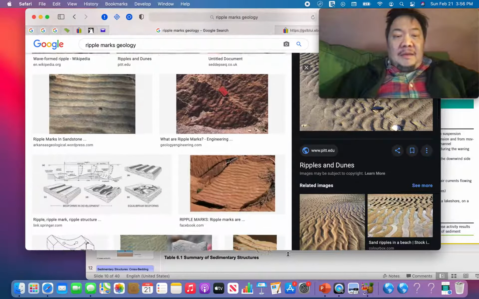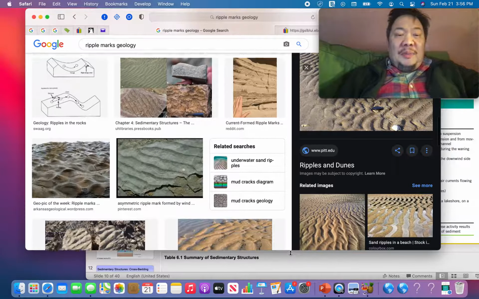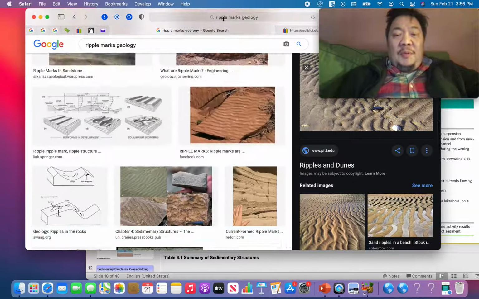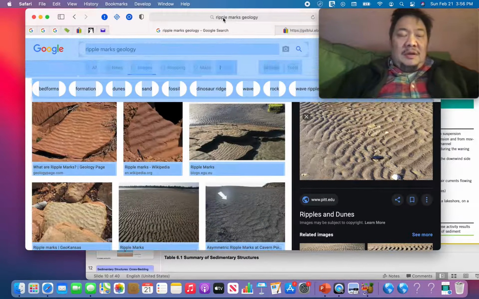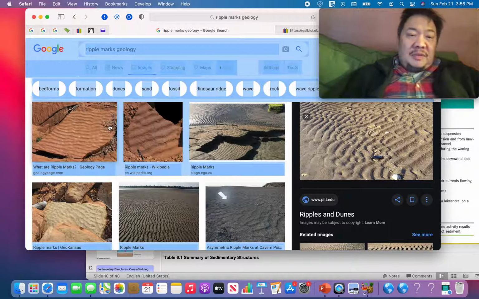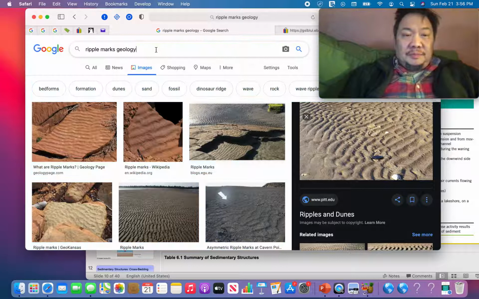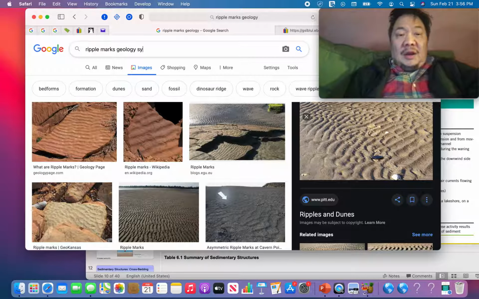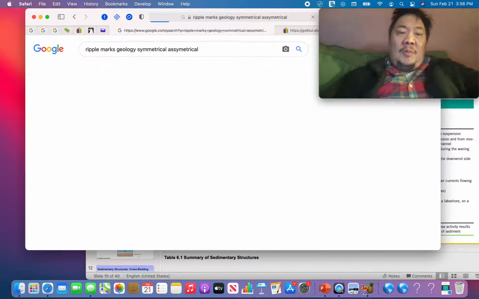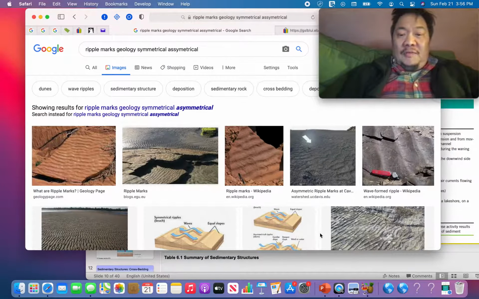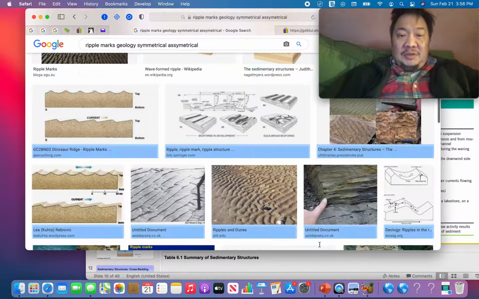But have you ever been to the beach? You also see ripple marks on the beach. So ripple marks, like the ones you see here, are either formed in a river or on the beach. And I want to show you how to tell the difference between ripple marks that form on a river versus those that form on a beach.